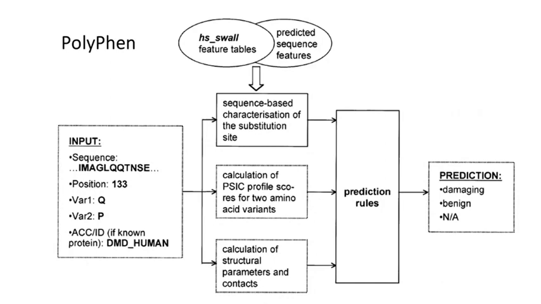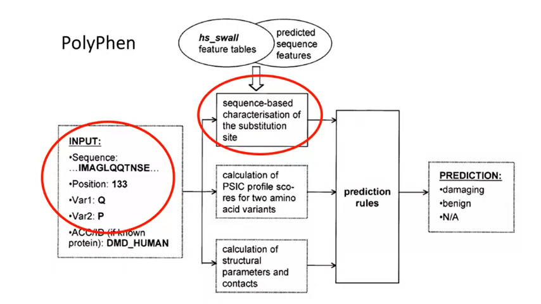Here is a flowchart of PolyPhen. It takes as input a protein sequence and the position and amino acid identity of the variations. Then it calculates 3 types of features. It first calculates a set of sequence-based features of the substitution site. Then it calculates PSIC, which measures the likelihood of seeing the 2 amino acid variations. Finally, it calculates the structural features of the substitution site.